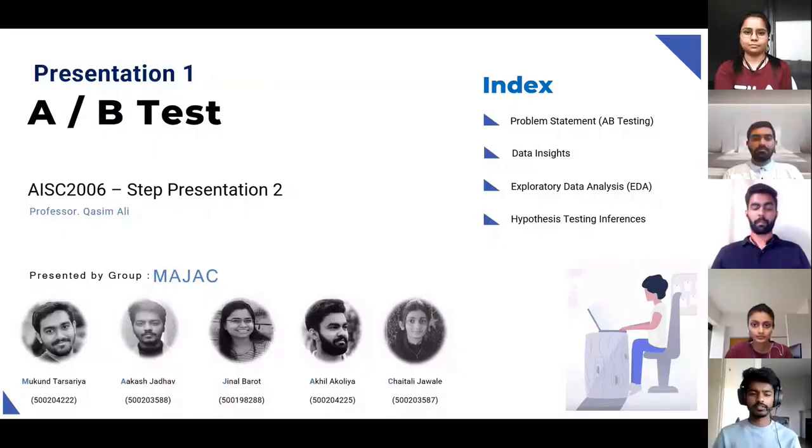We are here to present the step presentation subject with respect to the presentation one. We are here to present the A/B test. Here is the index. The index starts with the problem statement, data insights, exploratory data analysis, and hypothesis testing. So let's get started.